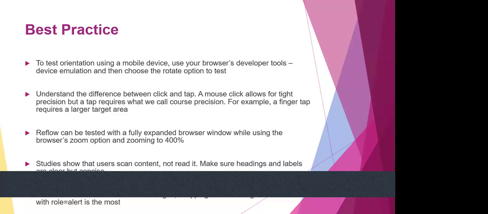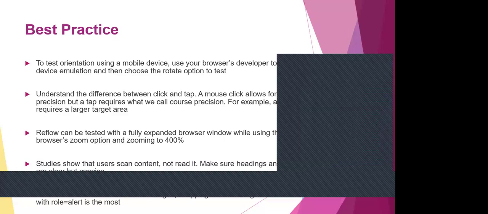First off, to test orientation using a mobile device, you can use your browser's developer tools. All the main known browsers have a developer tools option. And they typically have something called a device emulation. That device emulation allows you to test things out for mobile, etc. And then you can use the rotate option to test that out. So that's a nice feature.